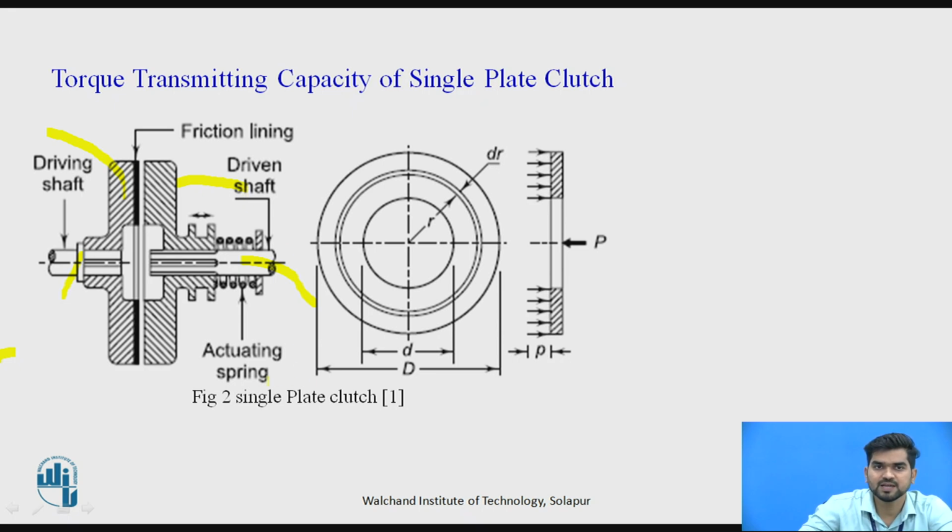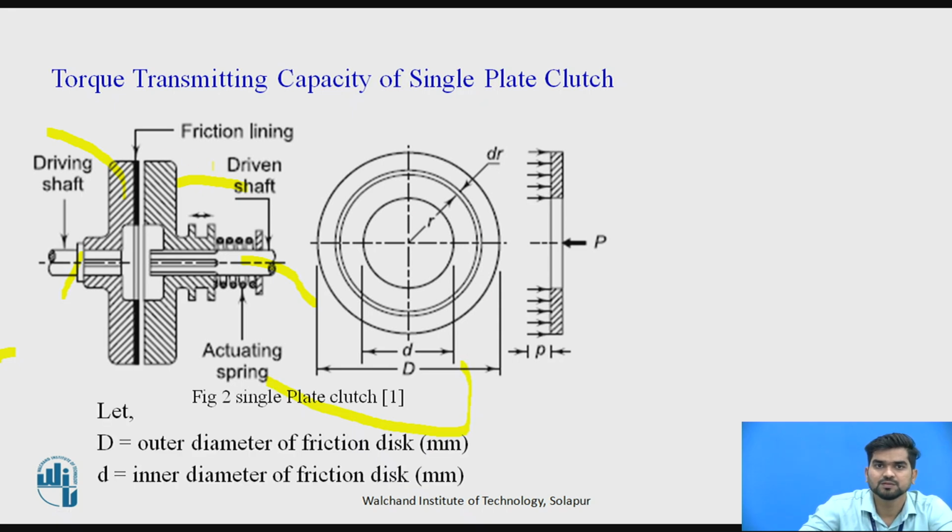Here the side view is drawn. From the side view, this is the OD. You can see that capital D is nothing but the OD, that is the outer diameter of the friction disc. Small d is nothing but the inner diameter of the friction disc. This is the OD and this is the ID, indicated by the letters capital D and small d.